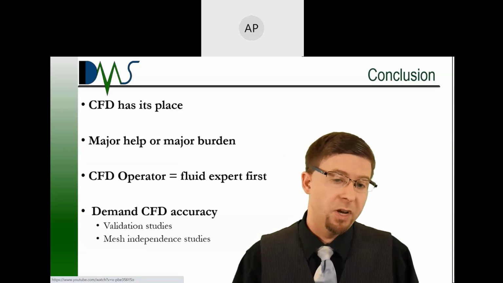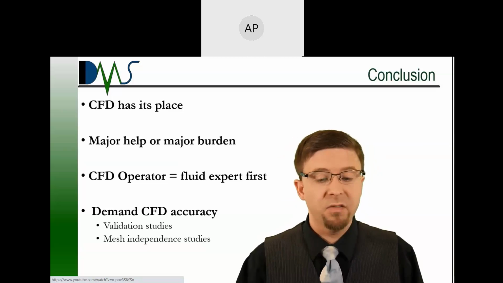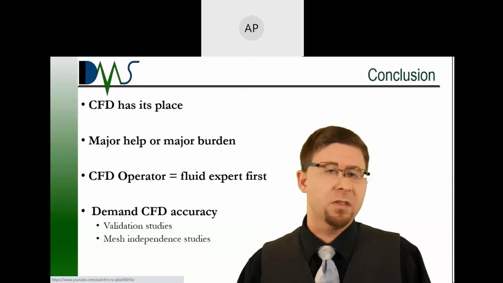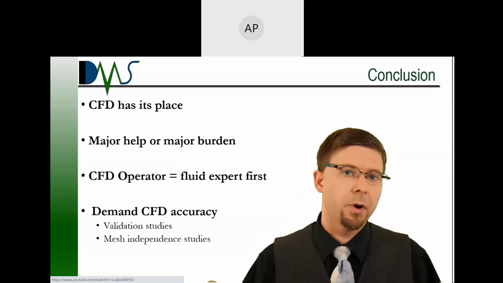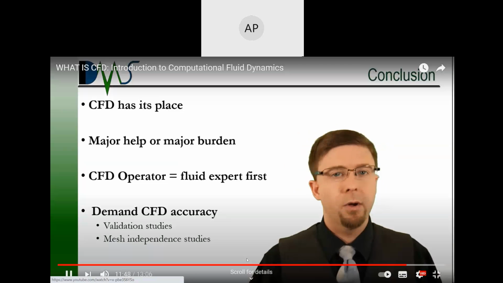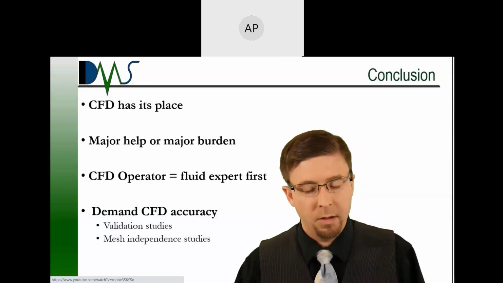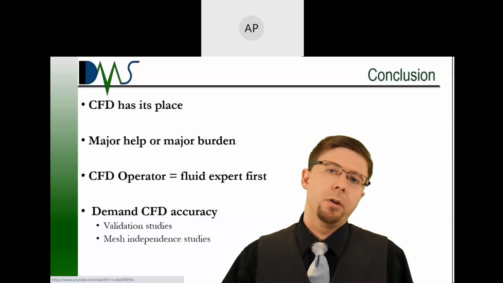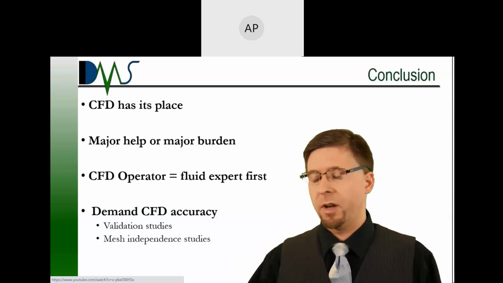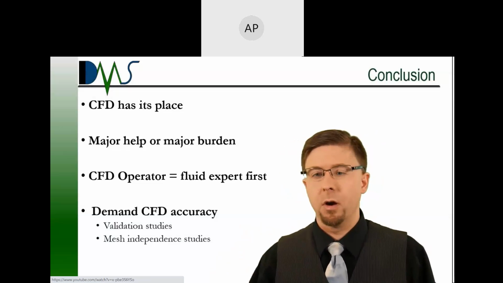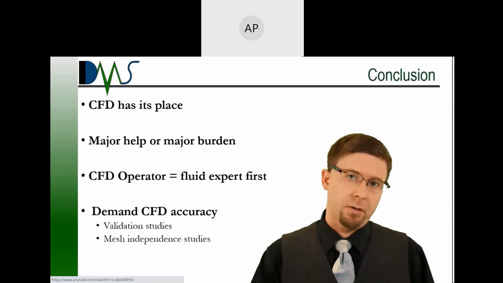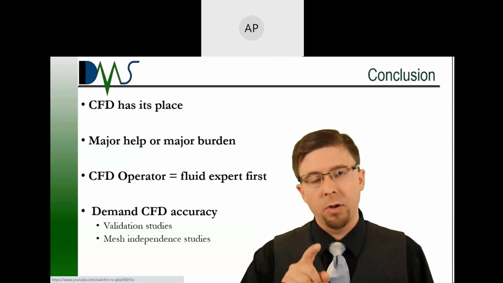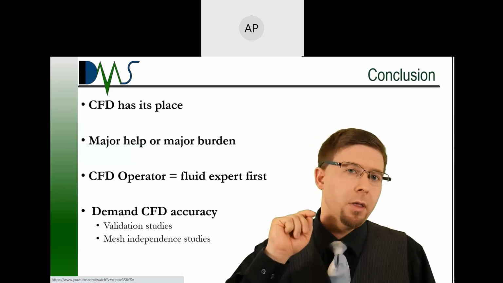And the major thing to ask for from your vendors is that your CFD operator has to be a fluids expert first. Don't just get somebody that's a software vendor that sells the software. Get somebody that has a background in fluid mechanics. And when it really comes down to it, you really should also be demanding CFD accuracy. Don't let them tell you about the software, about how fancy it is and how powerful their computers are. That is their burden, to ensure that they have efficient execution. Your burden, and the part that you care about, is to ensure that you have accuracy.